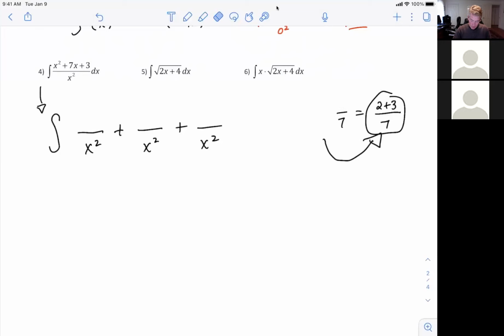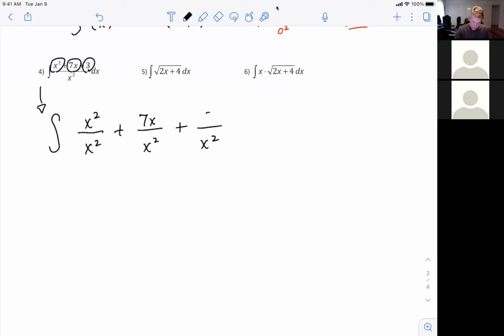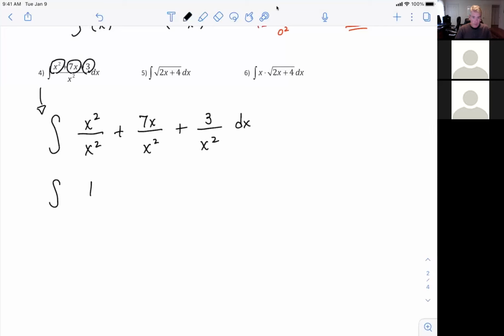So that's what I'm doing on number 4. So the first one, it's going to be x squared over x squared. The second one is 7x over x squared. And the third one is 3 over x squared. And then I just put the dx to say that x is the variable. And then I could even simplify the first one, x squared divided by x squared, that's just a 1.